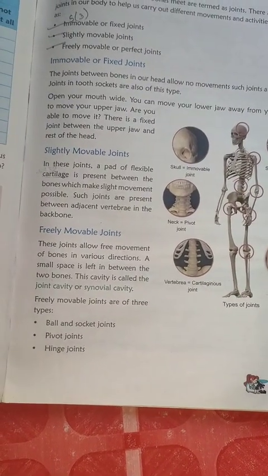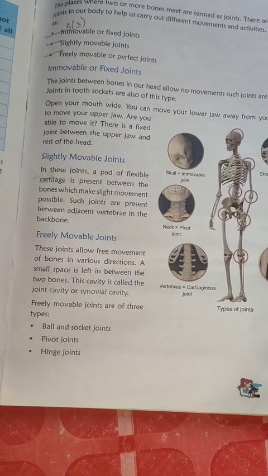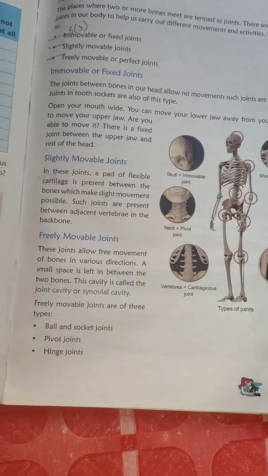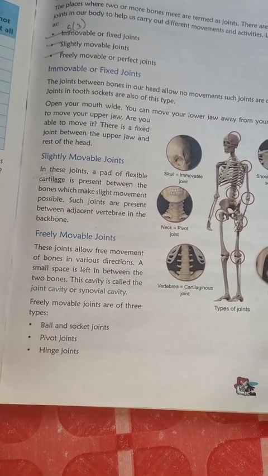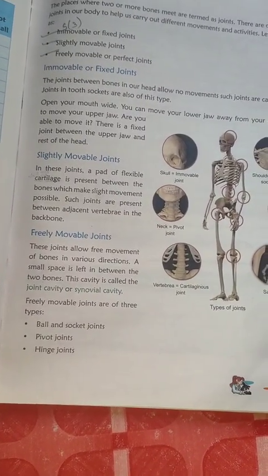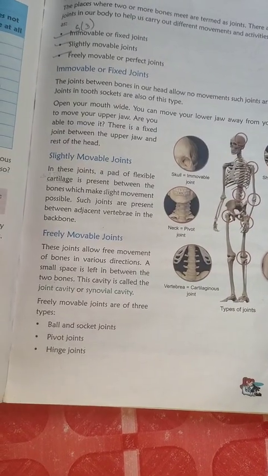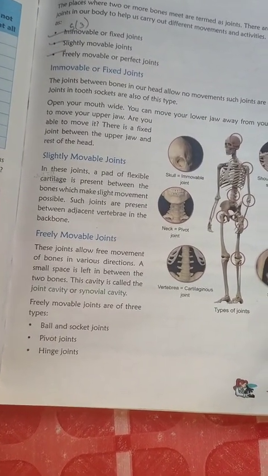The next one is the pivot joint. This joint is present in our neck. It provides motion only side to side, that means left to right, or upward and downward. You can check your neck, you can only rotate your neck in those directions.